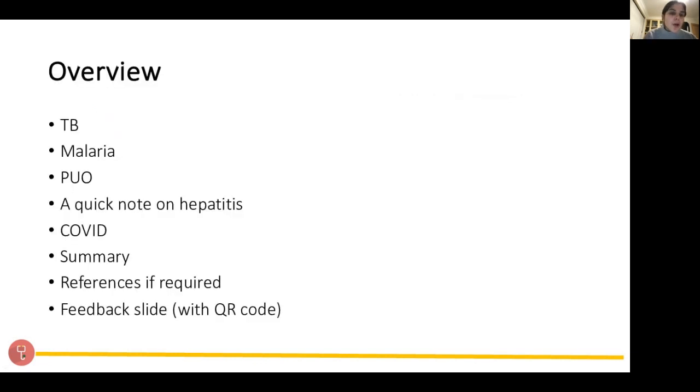So I'll tell you a little bit about what we'll go over. We'll go over TB, malaria. We'll just do a quick summary of pyrexia of unknown origin or fever of unknown origin. And then I have a mnemonic, or not a mnemonic, but a memory aid to tell you about the hepatitis, even though it's technically a gastro topic. I just think it's a good thing to have in your back pocket. We'll do a quick summary of COVID because it still exists and is very examinable. And then I'll put in the summary, just some tips and tricks. And I've only got one reference, but I think it'll be helpful to you.